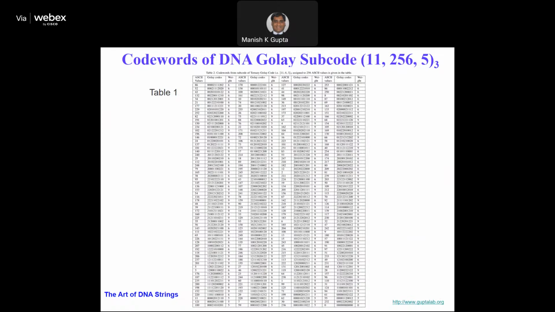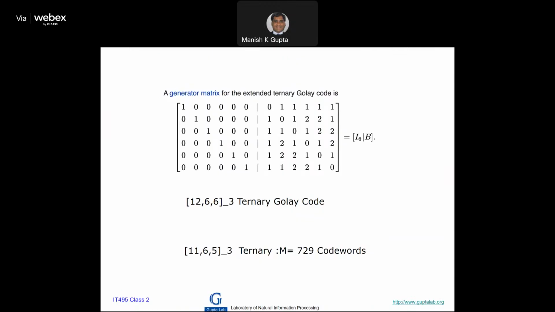Yeah, this is the ternary Golay code. You see the generator matrix of the ternary Golay code is this. I mentioned it to you last time. And in fact, if you puncture it, we get the length 11 ternary Golay code. And from this punctured code, we get 729 codewords. Out of this, I am only selecting 256 vectors. Okay, and which are these vectors?